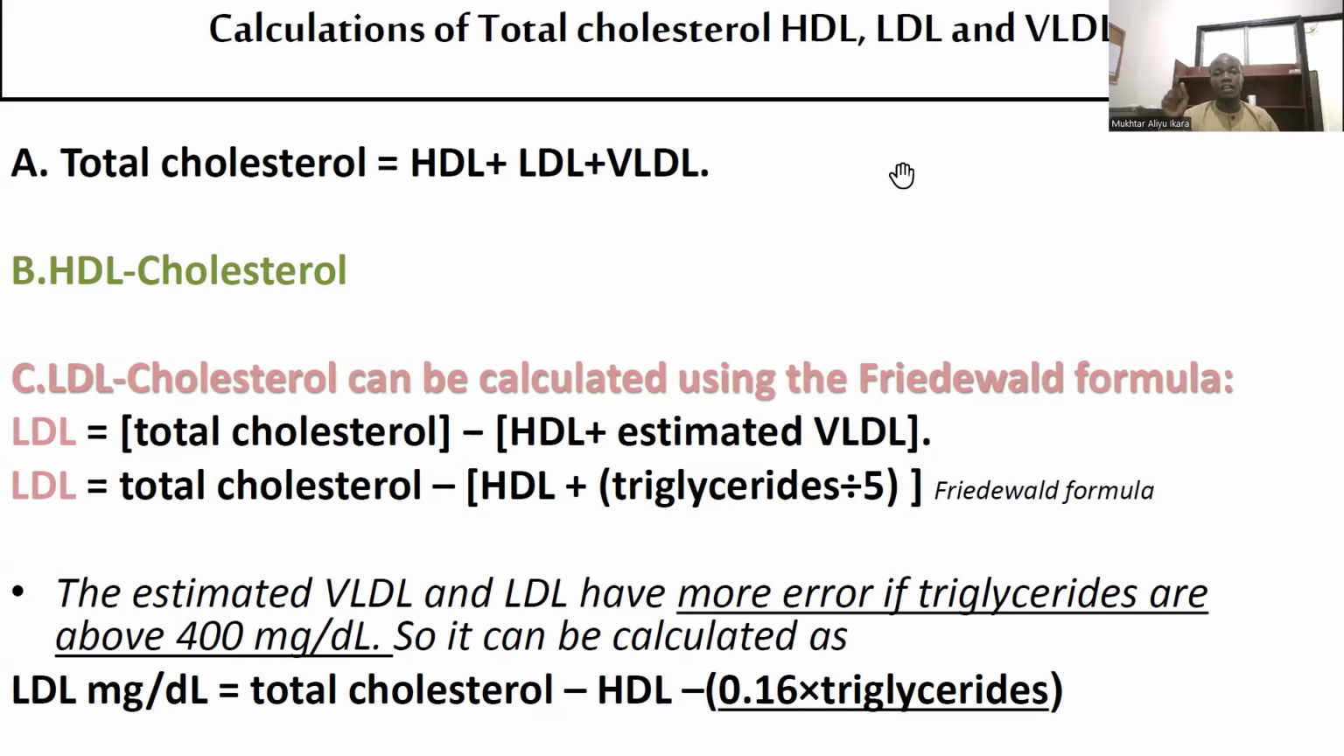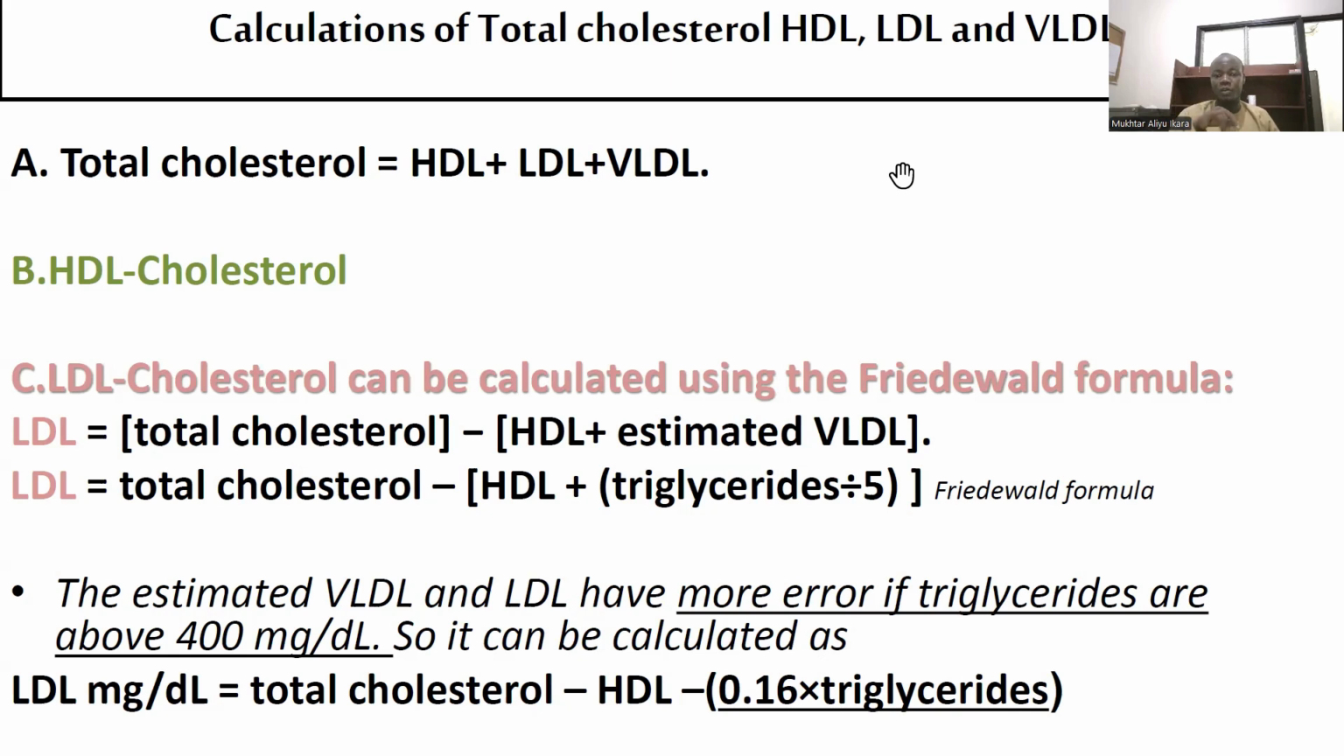So LDL cholesterol can be calculated using the Friedewald formula. LDL is equal to the concentration of total cholesterol minus, open bracket, the concentration of HDL plus the concentration of VLDL, and that will give you an estimated concentration of the total LDL.